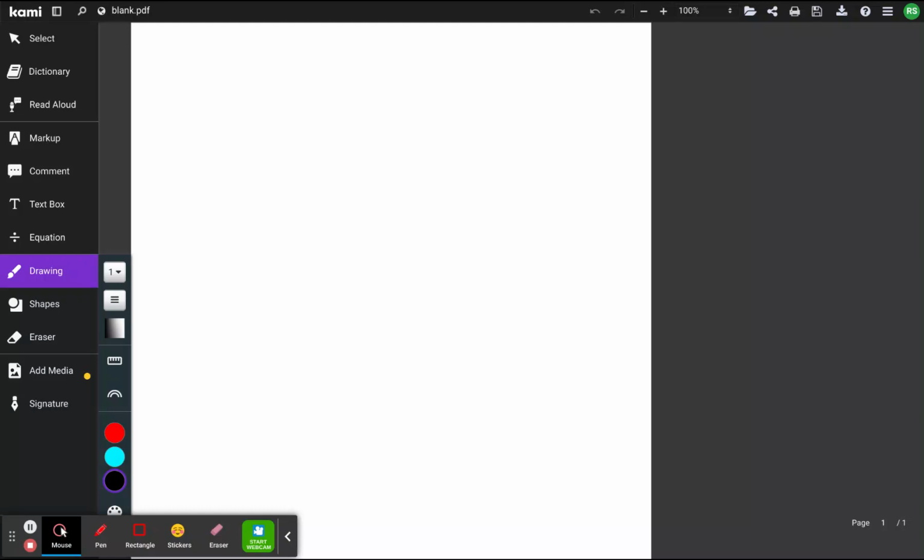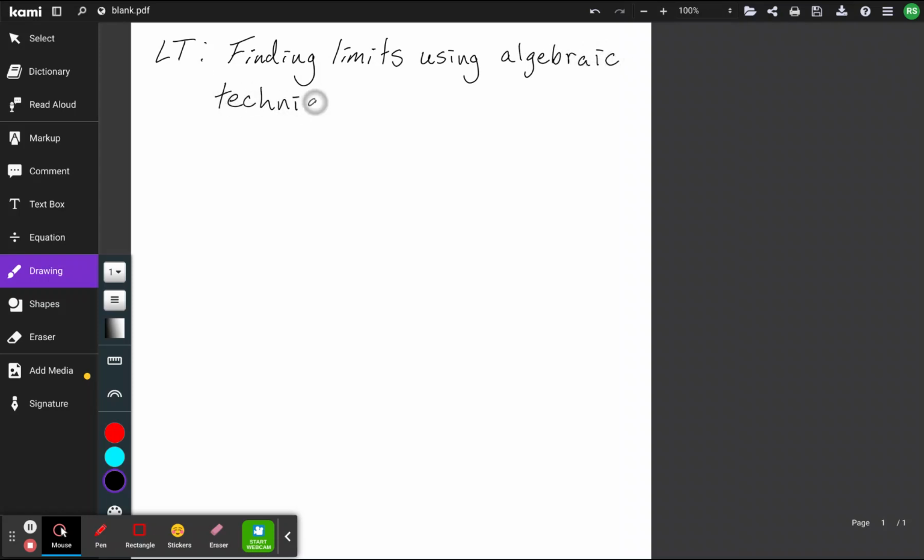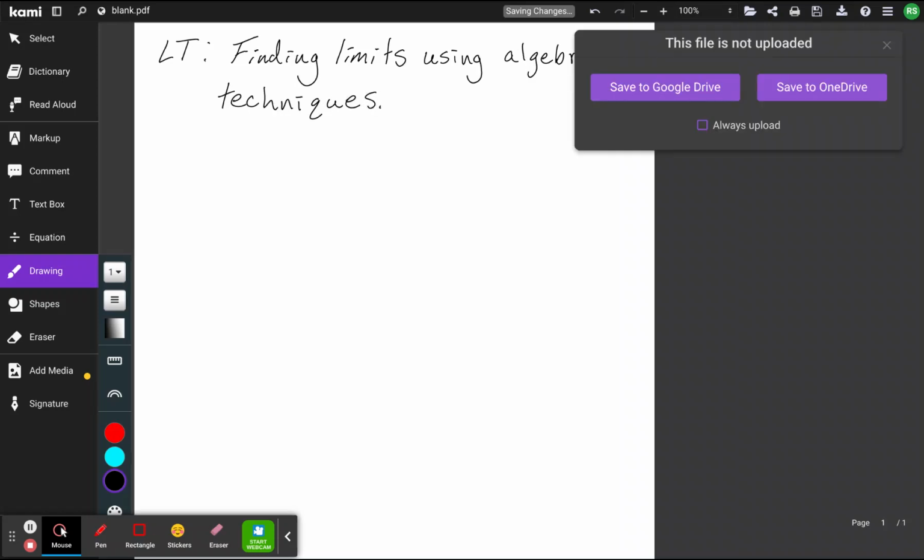All right, everyone. Today we're going to be moving along and finding limits. Today is going to be our first introduction to finding limits using algebraic techniques. Over the past couple of days, we've been taking a graphical approach. We've been looking at tables. We've been creating piecewise functions and evaluating limits. But today we are going to be using algebraic techniques to find limits.